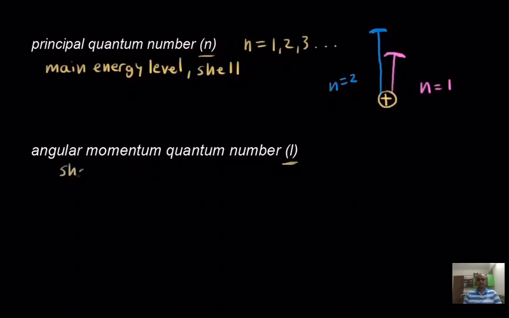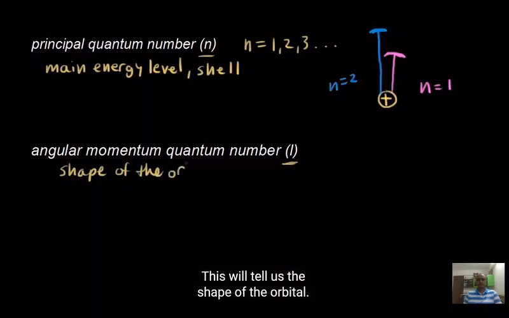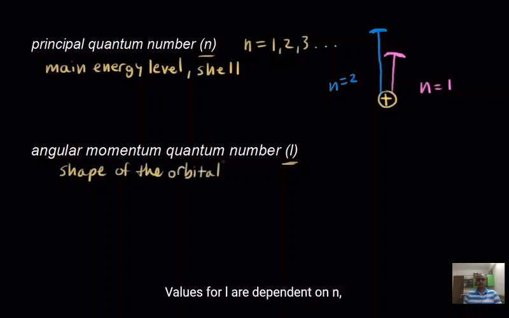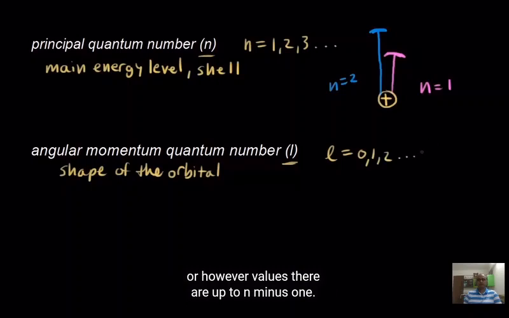So this will tell us the shape of the orbital. Values for L are dependent on n. So the values for L go from 0 all the way up to n minus 1. So it could be 0, 1, 2, or however many values there are up to n minus 1.